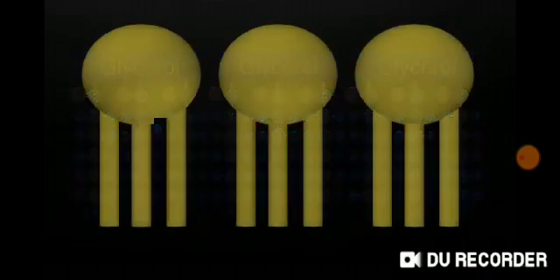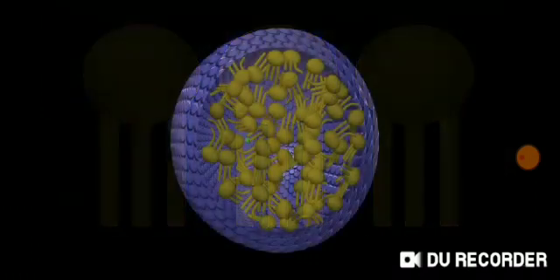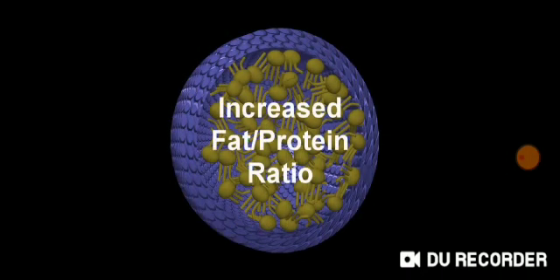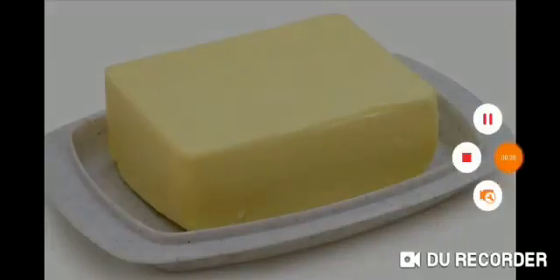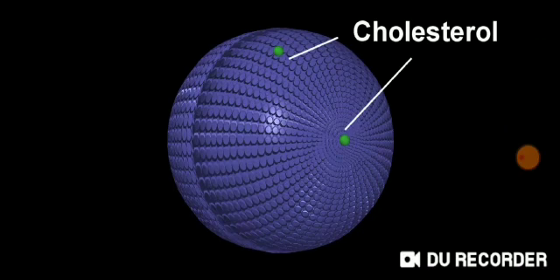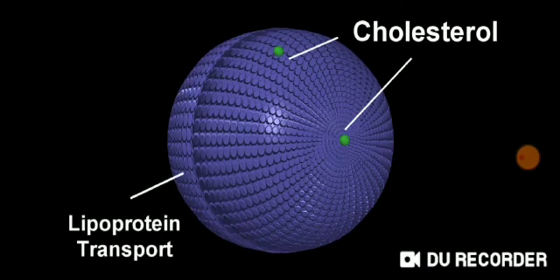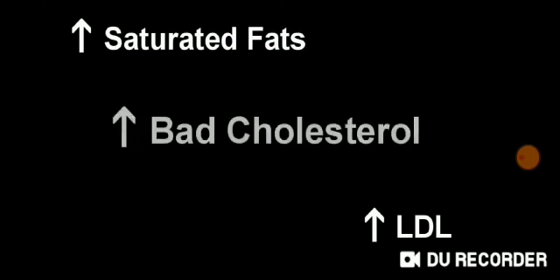If the ratio of fat to protein is elevated or increased, it is known as a low density lipoprotein. And you may have heard of LDL and HDL. LDL stands for low density lipoprotein and is usually associated with diets high in saturated fats. As for the cholesterol molecule, it does not change whether it's associated with LDL or HDL. It depends upon the transport vehicle that it's on. If your diet is high in saturated fat, you'll have more LDL, which is referred to as the bad cholesterol.